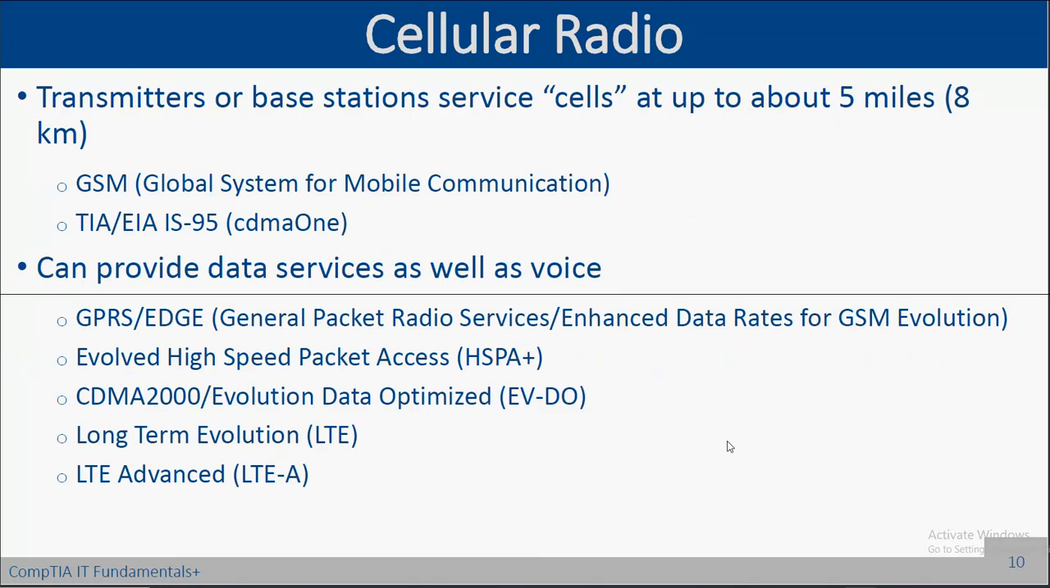Cellular radio transmitter or base station service cells are up to about 5 miles, or 8 kilometers. So again, these are like the traditional cellular radio that our phones use. The technology used is GSM, Global System for Mobile Communication. It's very popular, and can provide data service as well as voice. Again, this is what we normally use.